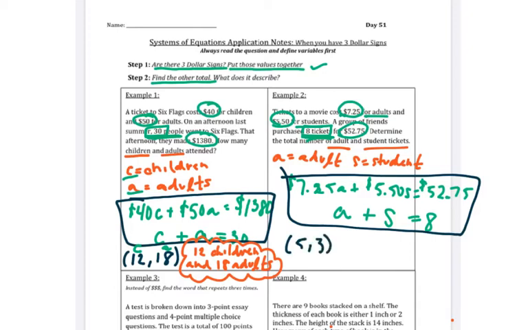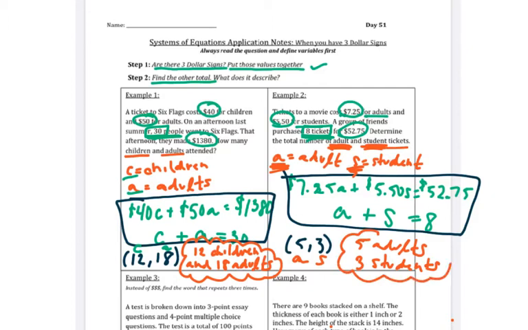So again, 5, 3 is great, but that's not the answer. The answer says how many adults and how many students. So I need the word adult and the word student in my answer. Adults came first, students came second, so now I know what to write. There were 5 adults and there were 3 students that attended that movie. Very, very easy.